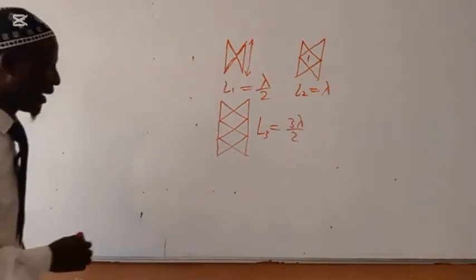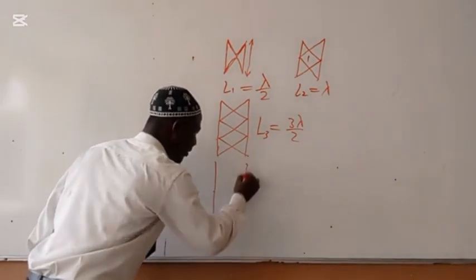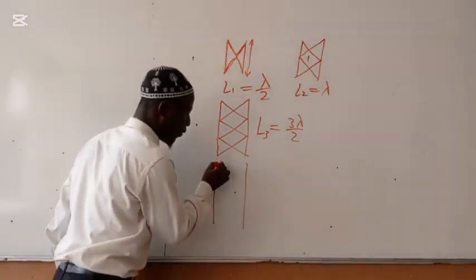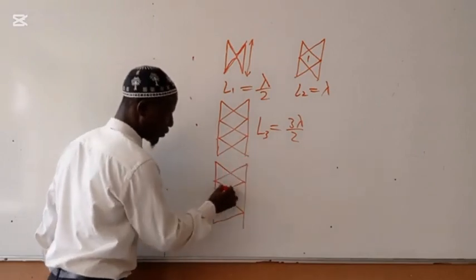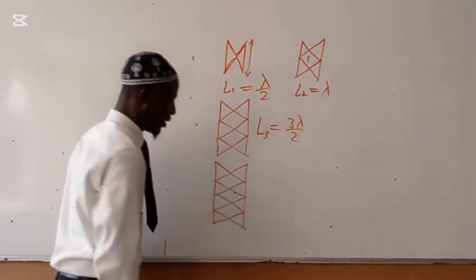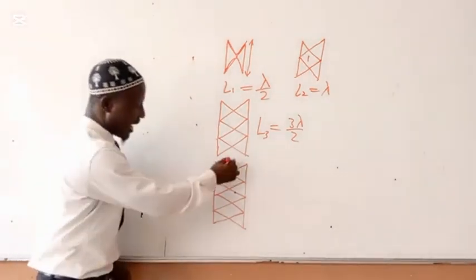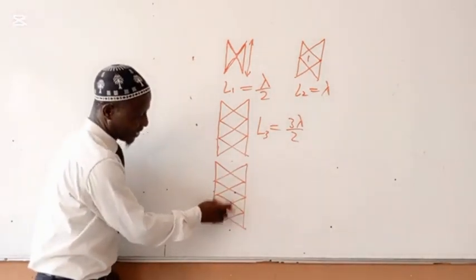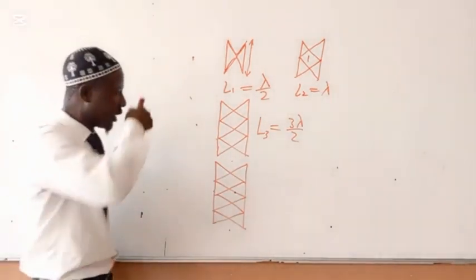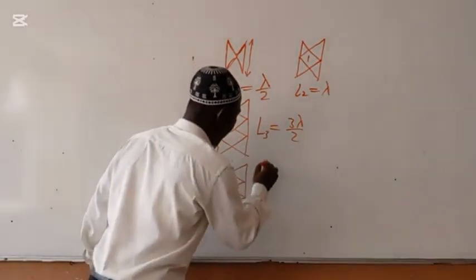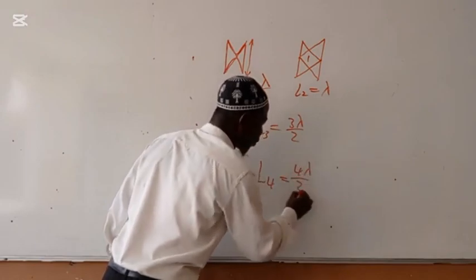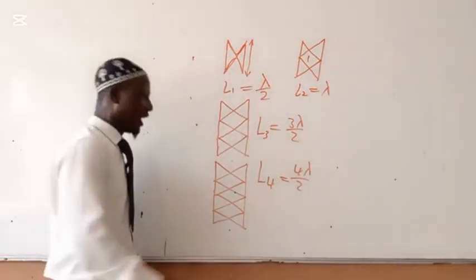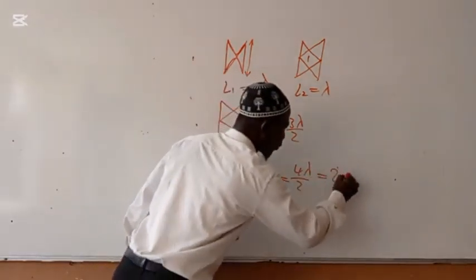What of the fourth one? So get the fourth one, do it in 4. 1, 2, 3, 4. 1, 2, 3, 4. If you look at it very well, we have half here, then we have 3 circles inside, making 4 circles. Therefore, L4 is equal to 4 lambda over 2, which is the same thing as 2 lambda.